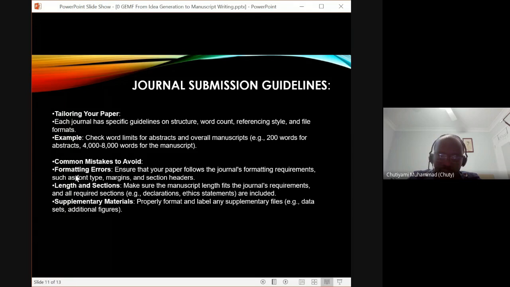Common mistakes for us to avoid are formatting errors. Ensure that your paper follows the journal's formatting requirements, because as I said, they always have them, and I will show you an example. And then the length and the sections of the article. In the field of health and social science, mostly they're restricted to between around 4,000 all the way to 8,000 words, plus or minus, so make sure you stick to what they say.